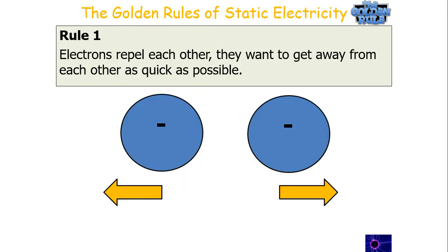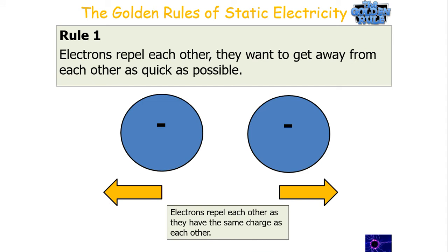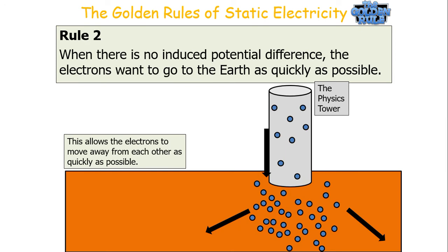And we've got 5 rules to look at this. Rule 1, electrons repel each other as they want to get away from each other as quickly as possible. So electrons repel each other because they've got the same charge, and same charges repel each other. Okay, rule number 2. When there's no induced potential difference, the electrons want to go to the Earth as quickly as possible. This allows the electrons to move away from each other as quickly as possible.